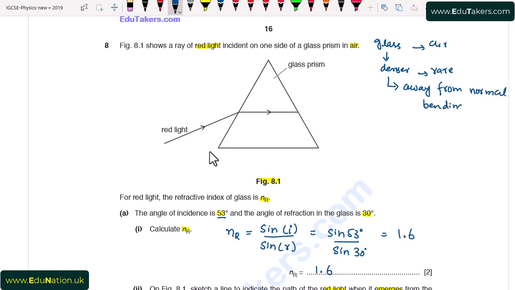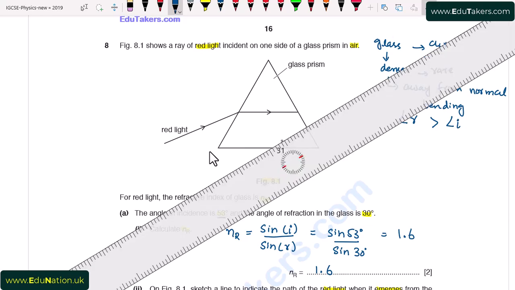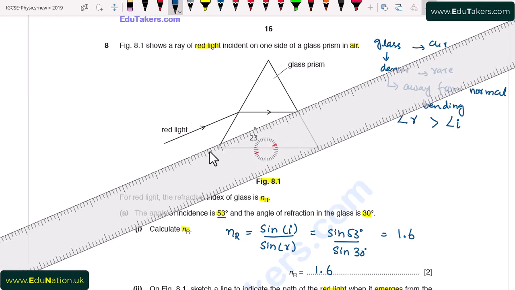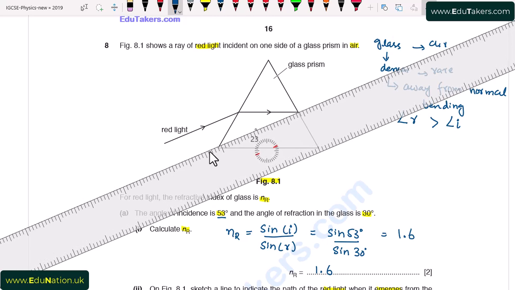And when this ray bends away from normal, the angle of refraction will be greater as compared to the angle of incidence. Right, here angle of refraction should be greater than angle of incidence. Now I am going to draw the normal line first of all, that is normal to this side of prism. So this dotted line here is actually the normal line.